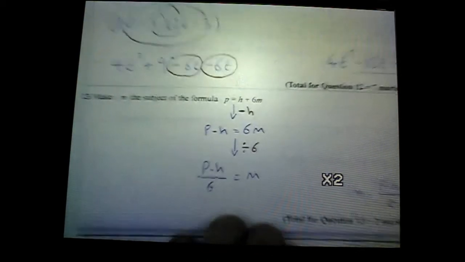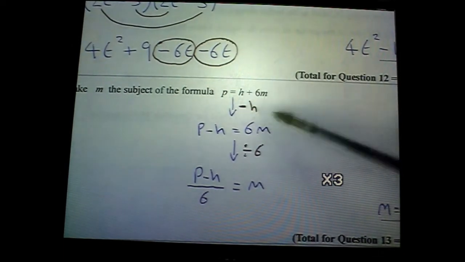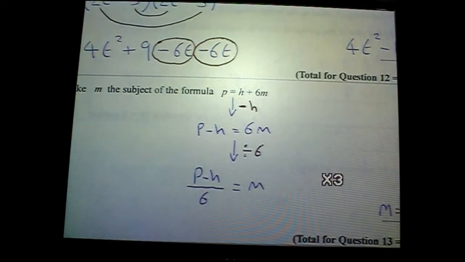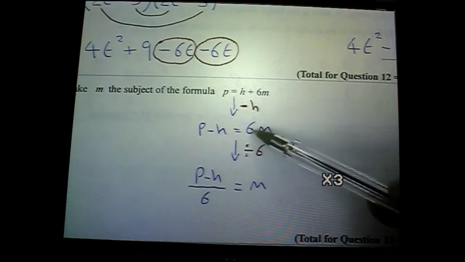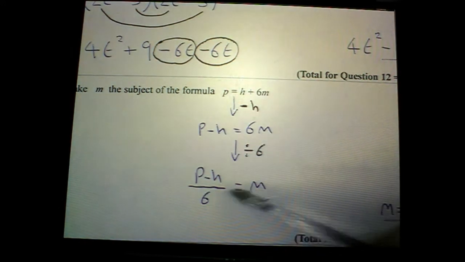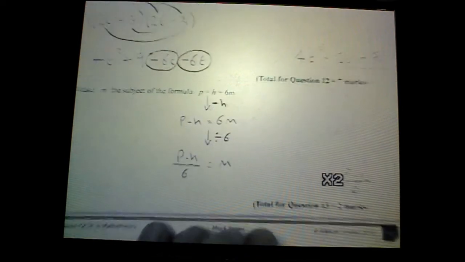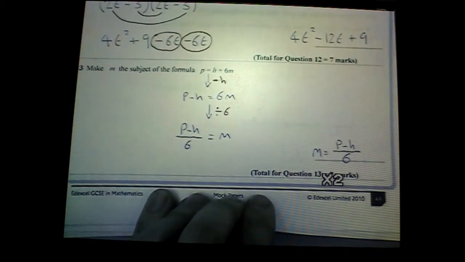Next one, question 13. Make m the subject of the formula. Right, you've got to do lots of undoing here. Get rid of the h, so you take h off. So you get P take H is 6m. You want to get m on its own. What's happening to m? Well, it's been times by 6. How do you undo a times by 6? You divide by 6. So you divide both sides by 6. So you get P take H over 6 equals m. So the answer is, there you go, m equals P take H over 6. That was question number 13.